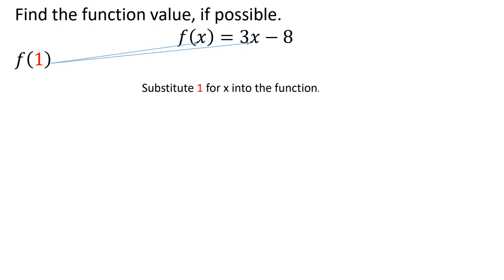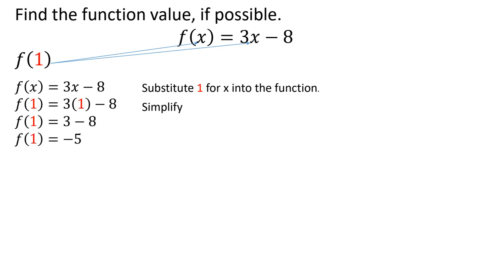Again, everywhere I see x, I'll substitute that 1 into the function. So here we have f of 1 is equal to 3 times 1 minus 8. Let's go ahead and simplify. 3 times 1 is 3, and 3 minus 8 is negative 5. So for f of 1, our solution, or our output, is negative 5.